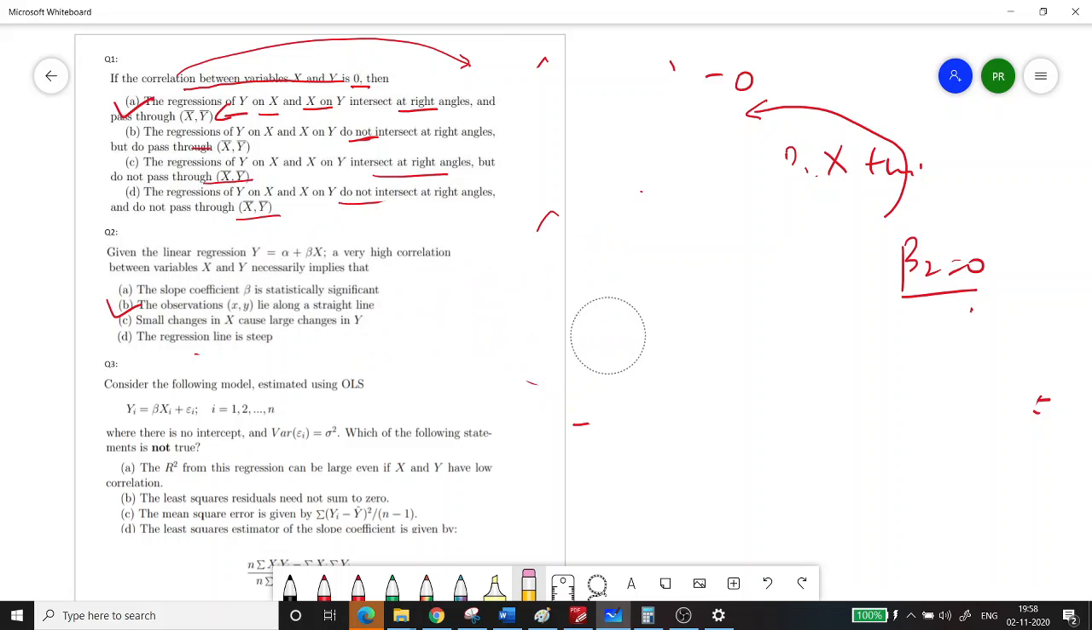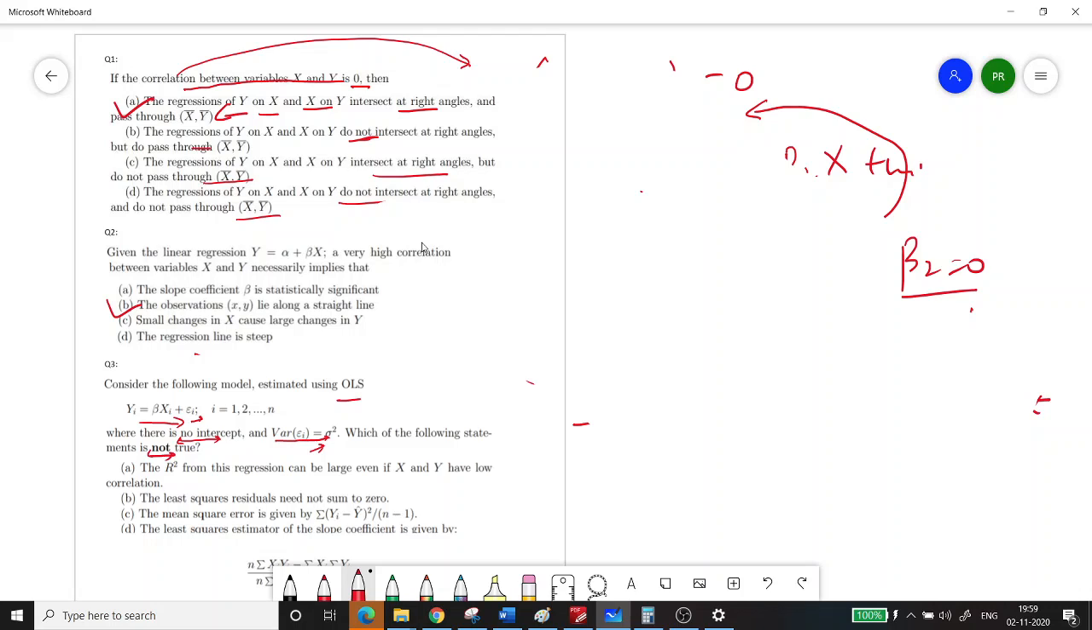Third question asks us, it says that consider the following model estimated using OLS, where the OLS model is this: yi is equal to beta xi plus ei, where ei's are the residuals, i goes from 1 to n, and where there is no intercept. Now, this is very, very important. There is no intercept term. And variance of ei is sigma square, that is, it satisfies the assumption of homoscedasticity. Which of the following statements is not true?